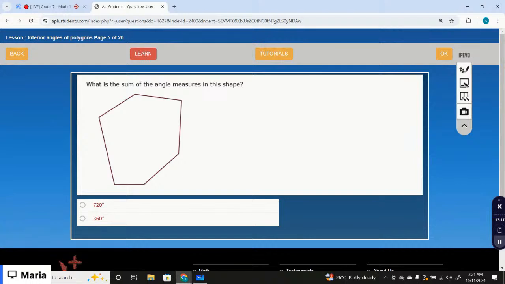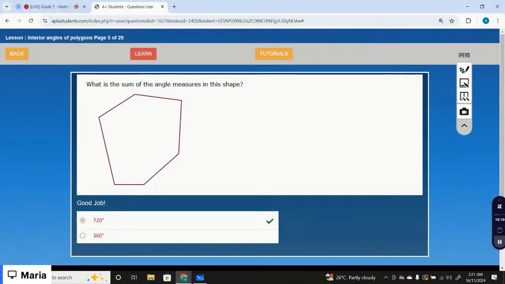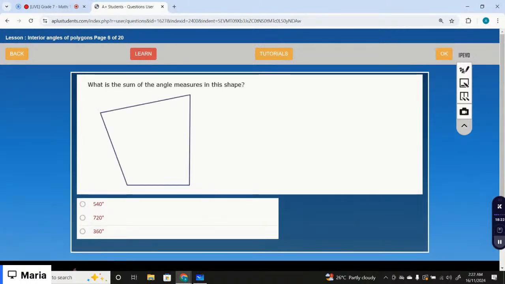What is the sum of angle measures in this shape? Which is the correct option? That is 720 degrees. Option number 1 is the correct option. That's, the pentagon is made up of four triangles, right? What is the sum of angle measures in this shape?